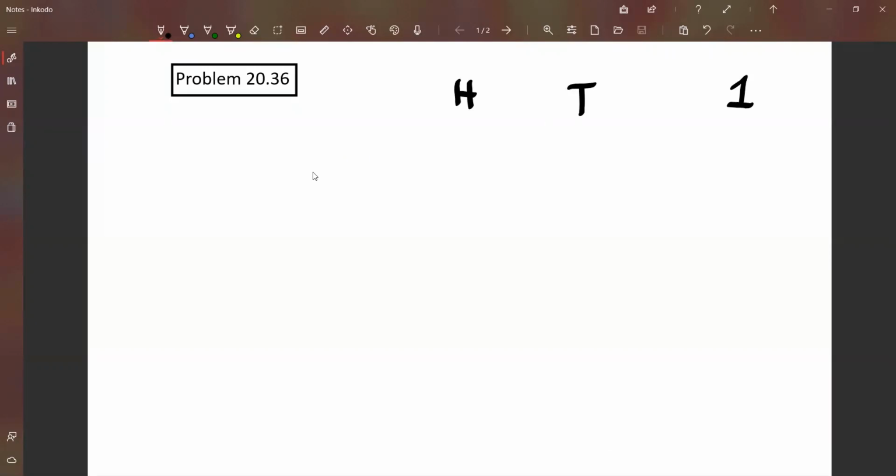I really should put these farther apart because I'm going to have some branches coming off here. I need some room to spread out. So I'll put heads here and tails over here. This is your first toss. Those are the two possible outcomes.